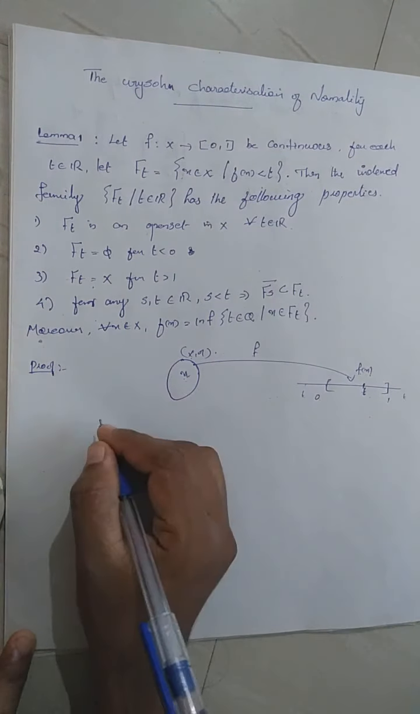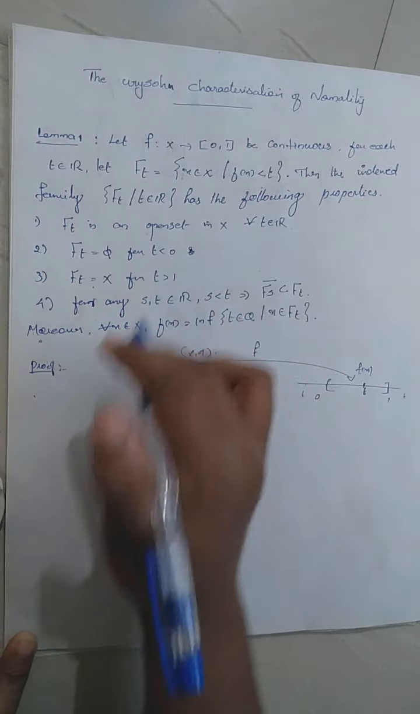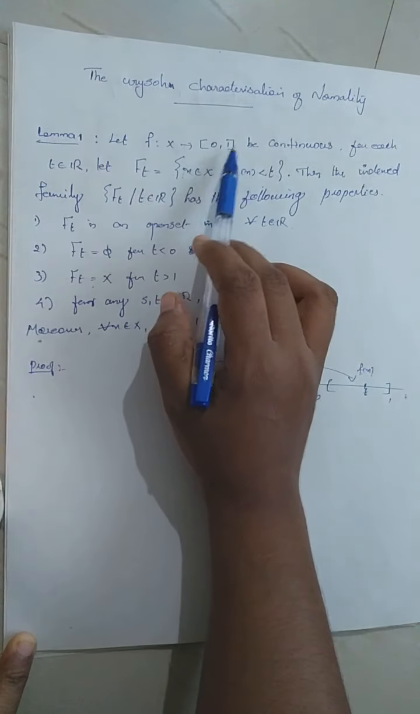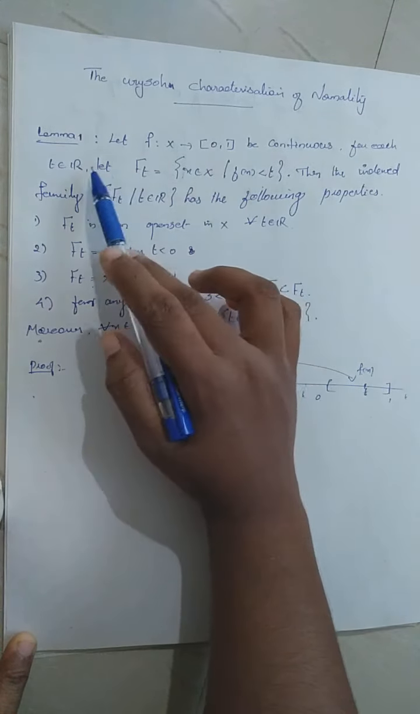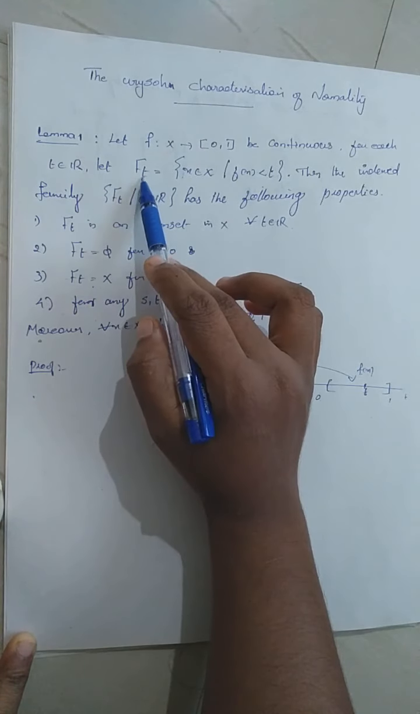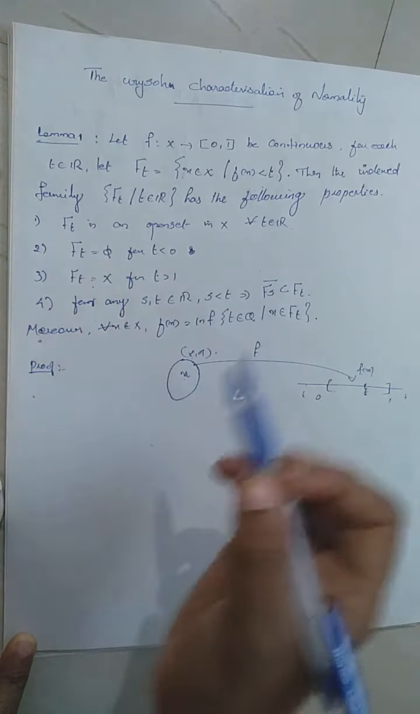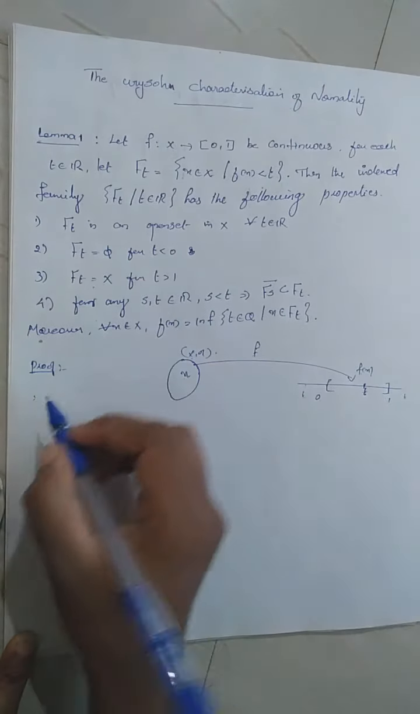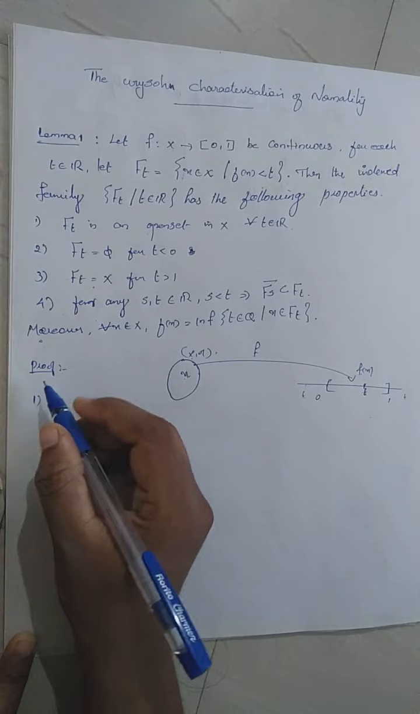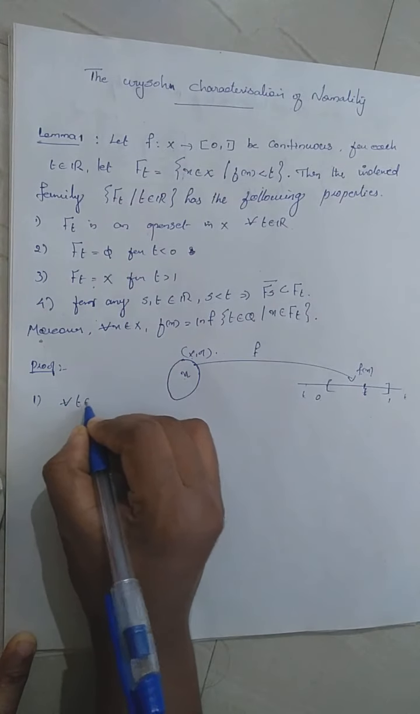So to prove this lemma, first assume that f from X to the closed interval 0 1 is continuous, and for every t in R we defined ft equal to this set. Then we need to prove that this collection has these properties. So first we will prove the first property. We want to prove that for every t in R, ft is open.